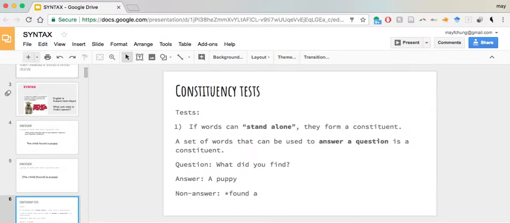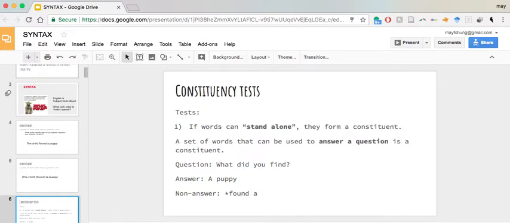So here are the constituency tests. Before you draw any syntax tree, it might be easier for you to go through and figure out these tests. And if you're ever in doubt, if you're not really sure whether a group of words goes together, then you can go back and look at these tests.